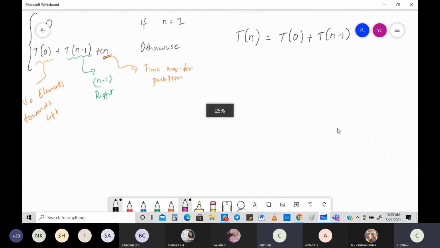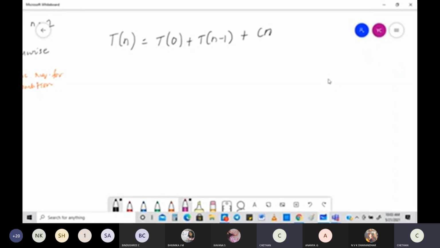Now, I'm going to apply what is known as the substitution method. What is the meaning of the substitution method? One after the other, you apply the substitute values of it. So let's check what is going to happen with regard to this.